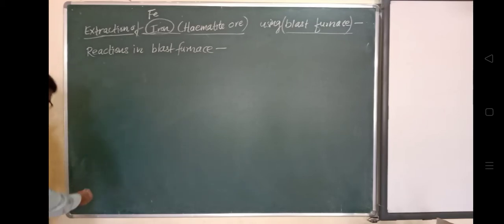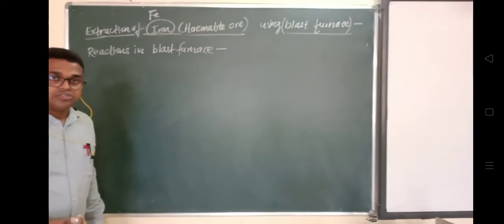Now what is that zone of combustion? It is where combustion will take place. Where combustion happens, we call that a zone. Which zone? A zone of combustion. So combustion of coke with oxygen in air will take place. So what will take place here?